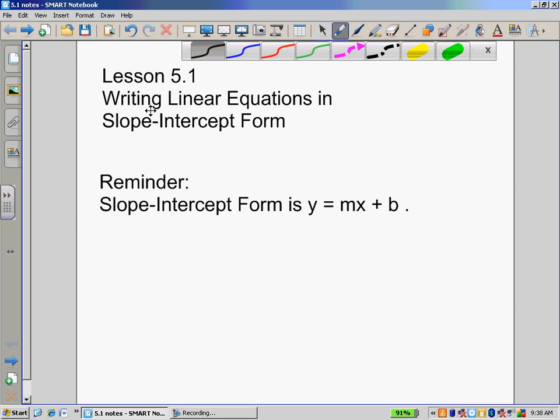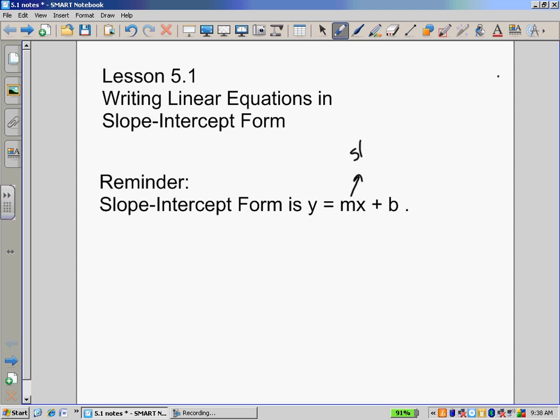Today we're looking at writing linear equations in slope-intercept form. Now, slope-intercept form is something that was developed by a French gentleman by the name of René Descartes. M stands for the slope, which is the word monter in French, and B is the y-intercept, and I have no idea what that is in French. Never quite figured that part out.